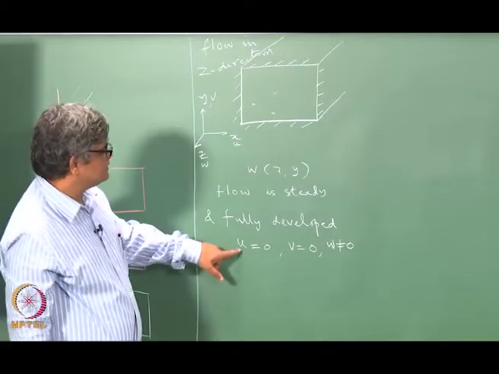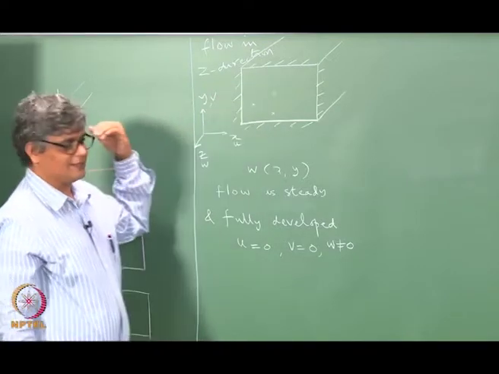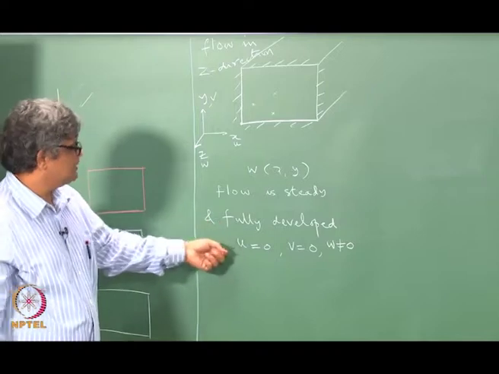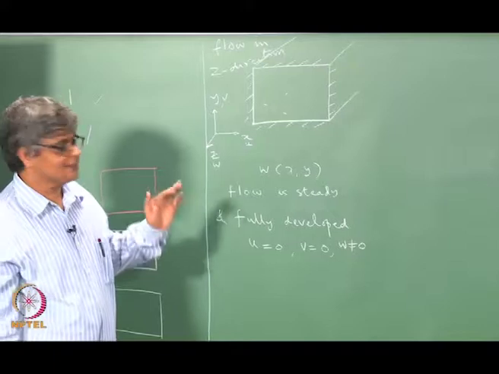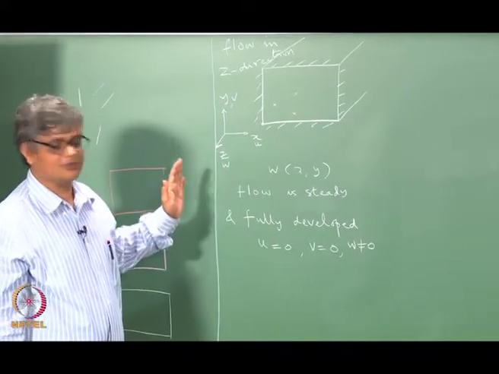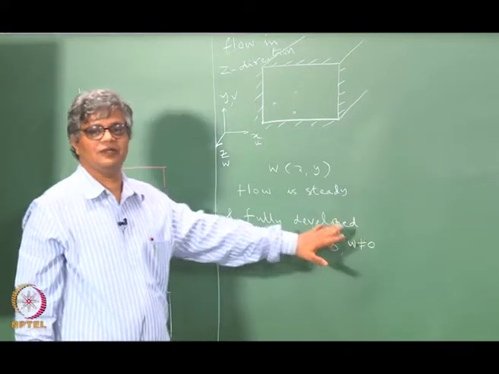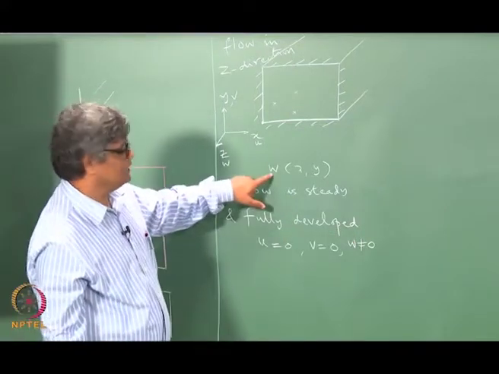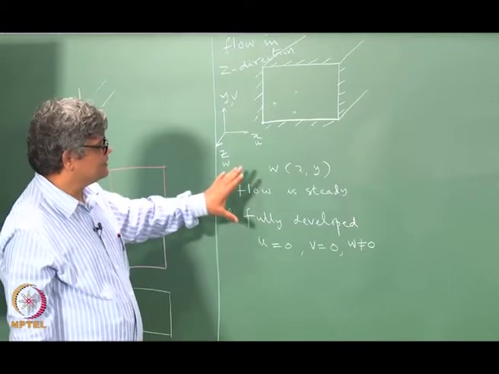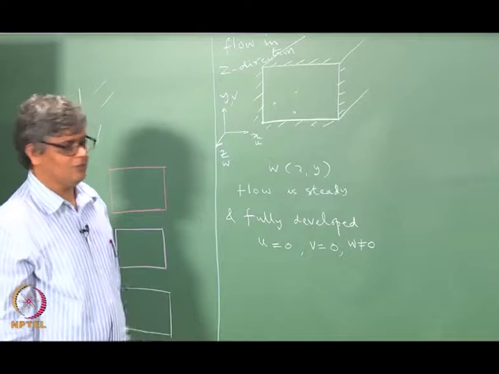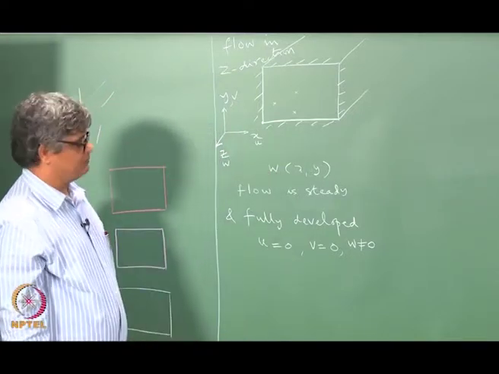But since the flow is fully developed and you have a constant pressure gradient in the z direction, there is no velocity in the x direction, there is no velocity in the y direction. It is still a single component of velocity which is non-zero, but it is not a one dimensional flow, because the velocity is a function of both x and y. Okay. So, this is a two dimensional steady flow with a single velocity component which is non-zero.